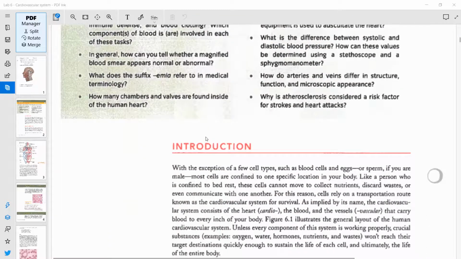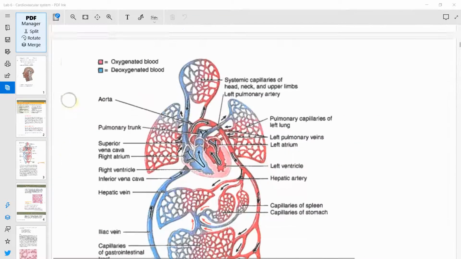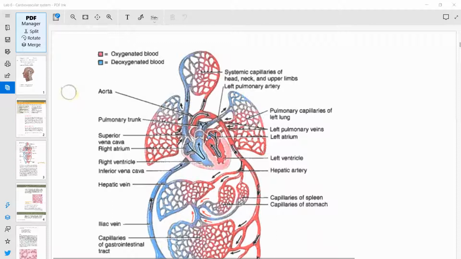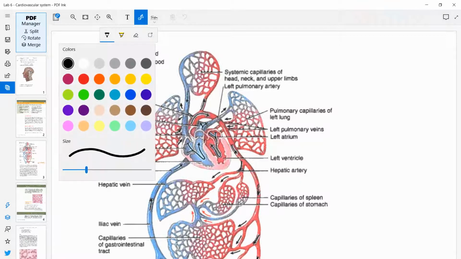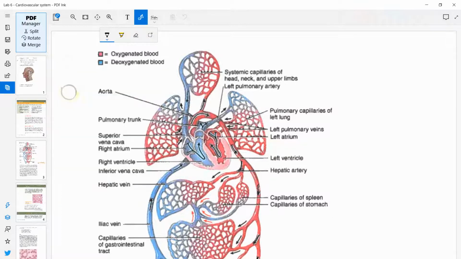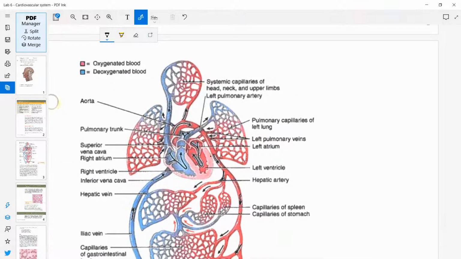So we'll be recording the lab on the cardiovascular system. Let me turn on the... Yeah, that looks legit. Okay, so brief overview. So that's the cardiovascular system.